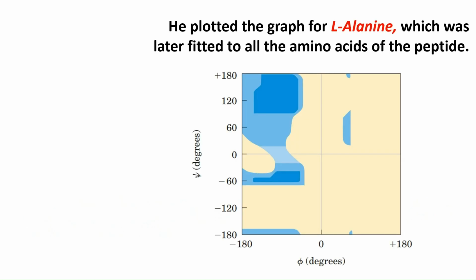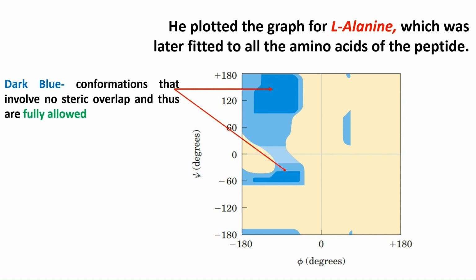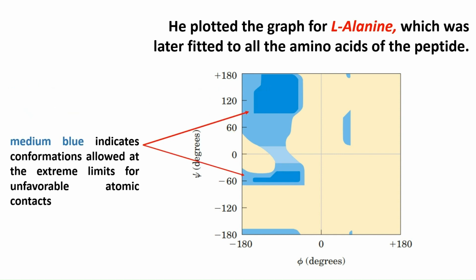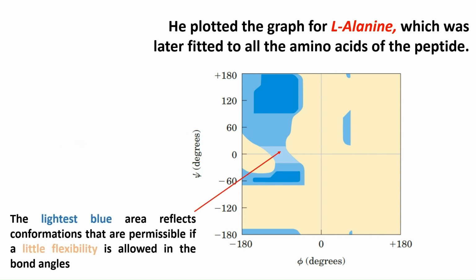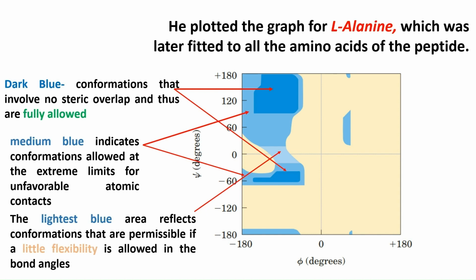Now, this is the Ramachandran plot, from which so many questions come in competitive examinations. He plotted the graph for L-alanine, which was later fitted to all the amino acids of the peptide. In this plot, there are three color combinations. Dark blue conformations involve no steric overlap and thus are fully allowed. The medium blue indicates conformations allowed at the extreme limits for unfavorable atomic contacts. The lightest blue area reflects conformations that are permissible if a little flexibility is allowed in the bond angles.